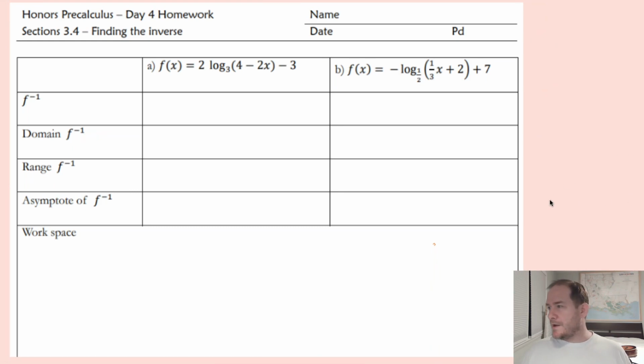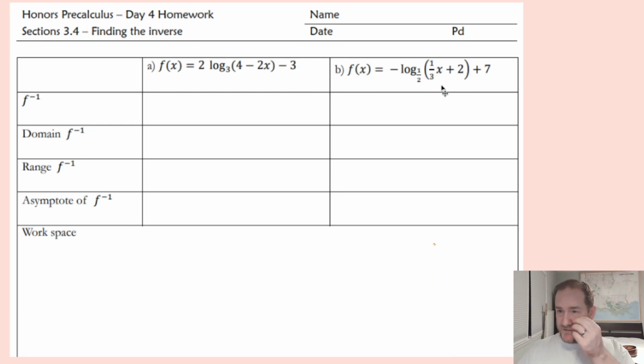Yeah, alright. So how do you find the inverse of a log function? Well, you flip the variables like always. Turn your y variable into x, turn your x variable into y. Then you want to isolate the log, so you'd add 3 and divide by 2. Once the log is isolated, you convert to exponential, and then you solve for y.